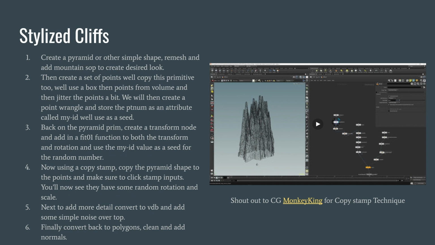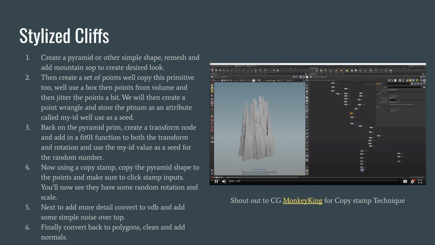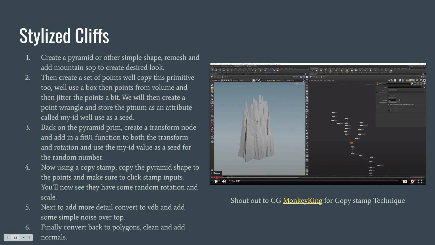So the next thing we're going to go over is creating some stylized cliffs. This is the end result of what we did, and I've got to give a shout out to CG Monkey King for the copy and stamp technique that we're going to go into here. The first thing you want to do is create your base shape.